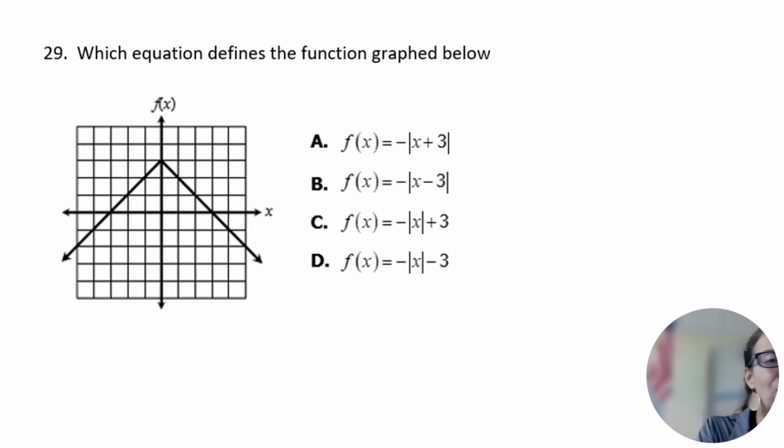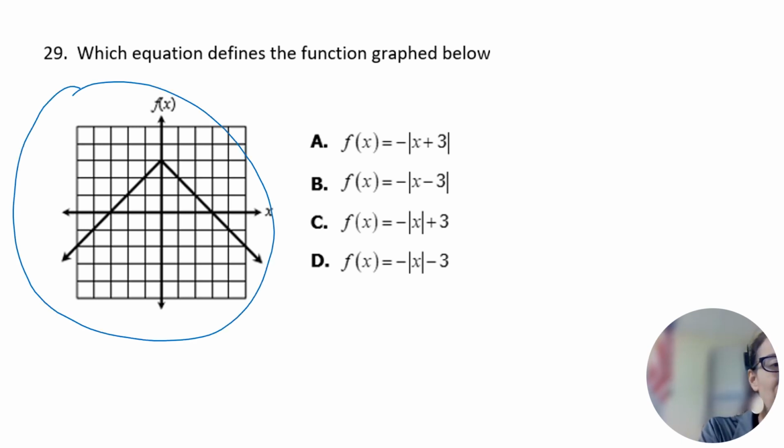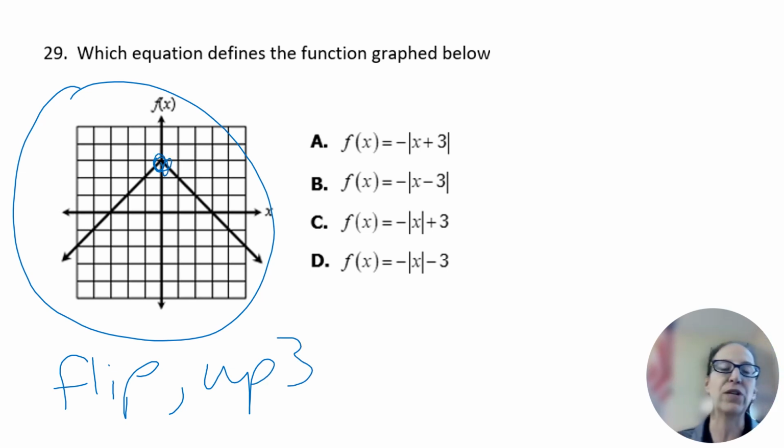So if I look at this, I can see that this is absolute value. I can tell you that it is flipped over and that it went up 3. Okay, I'm looking at the vertex there, and the vertex is up 3. So to answer this question, it does require that you know what the parent graph will look like.